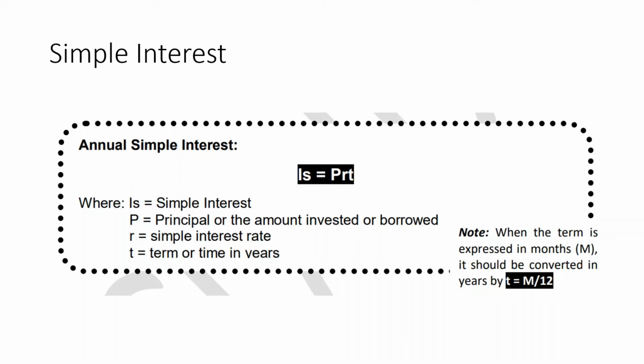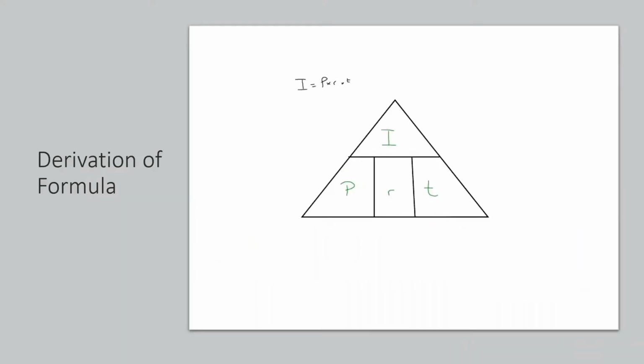So let's present now the formula for simple interest. Annual simple interest, I_S is equal to PRT, where I_S in here is the simple interest, P is the principal or the amount invested or borrowed, R stands for the simple interest rate, and T is the term or time in years. Note that when the term is expressed in months, it should be converted in years by this formula. T is equal to M over 12. Again, the simple interest formula is I is equal to P times R times T.